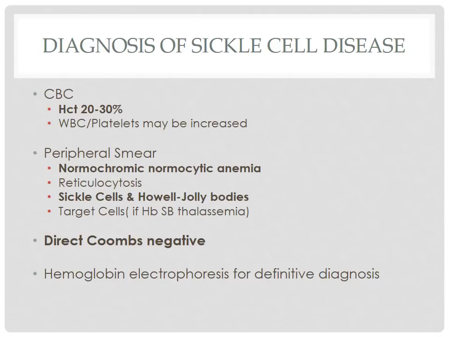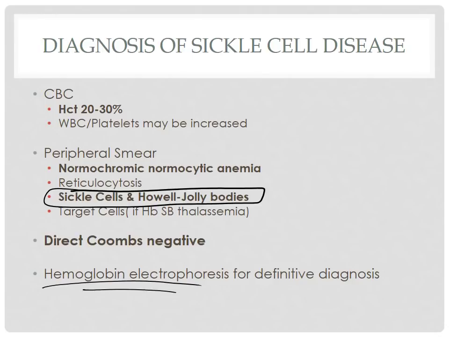The peripheral smear often is normocytic and normochromic, but is still demonstrating an anemia. You will often see reticulocytes, and the most common thing you'll see and most important to remember are sickle cells, which are pathognomonic for sickle cell disease, as well as Howell-Jolly bodies. And if they have hemoglobin S beta thalassemia, you will also see target cells. In sickle cell disease, the Coombs testing is negative as it is an intrinsic issue, and the hemoglobin electrophoresis will be the ultimate for definitive diagnosis, so make sure that you are getting that electrophoresis.